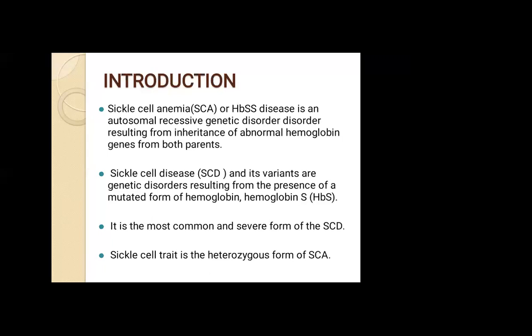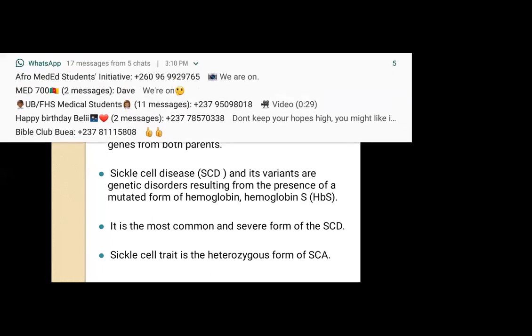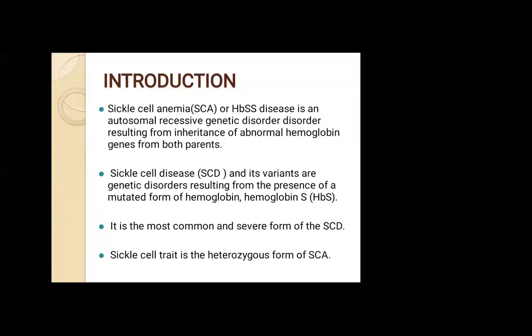Also, we have another definition, which is sickle cell disease. Sickle cell disease is not also called sickle cell anemia. They are two different things. One constitutes the other. Sickle cell disease and its variants are genetic disorders resulting from the presence of a mutated form of hemoglobin S. So sickle cell disease is a whole class on its own, and sickle cell anemia is a part of sickle cell disease. We'll see the other forms of sickle cell disease. And we should know that the most common and severe form of sickle cell disease is sickle cell anemia.